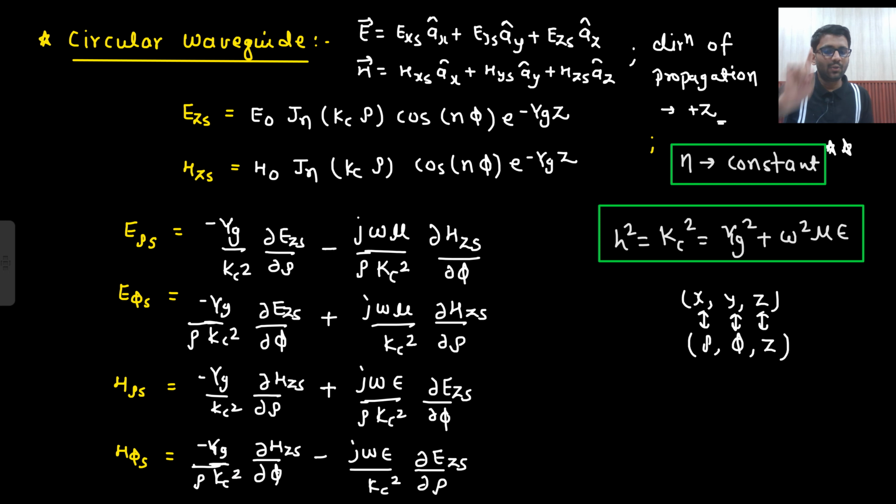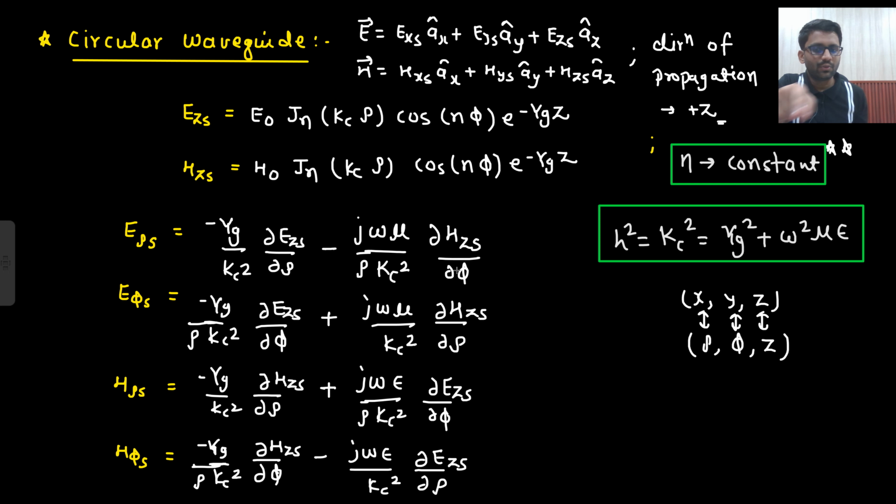In a similar manner, we have written the expression in the same way: minus gamma g upon h square d by del x Ezs minus j omega mu upon h square del by del y Hzs. This is how we used to write it down. Here what are we doing? Minus gamma g upon h square. H square is equal to kc square, so I replace it with kc square. Del by del rho, because here there is rho. Then Ezs, the negative sign because Isha's x will be negative. So j omega mu upon h square.